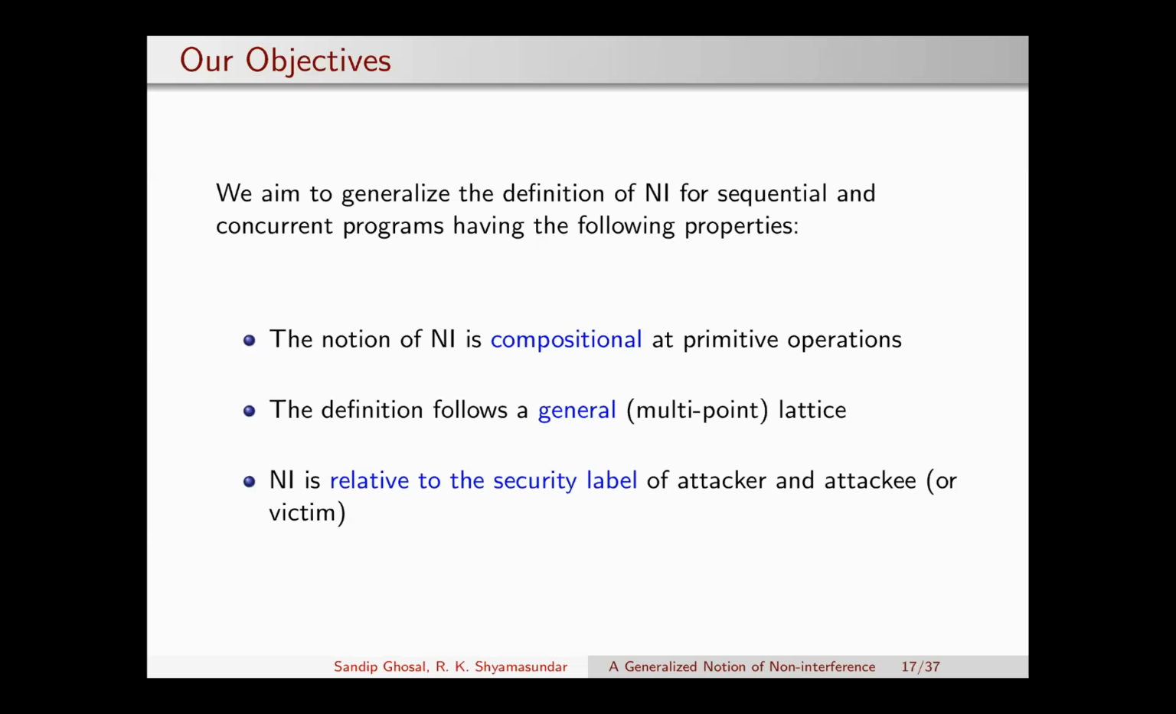Therefore, our objective is to define a notion of non-interference that is compositional at primitive level of computer operations, and the definition should follow a general security lattice. Naturally, due to multiple points, the non-interference cannot be seen from the perspective of low users only. Therefore, non-interference should be relative to the security level of attacker or attackee.